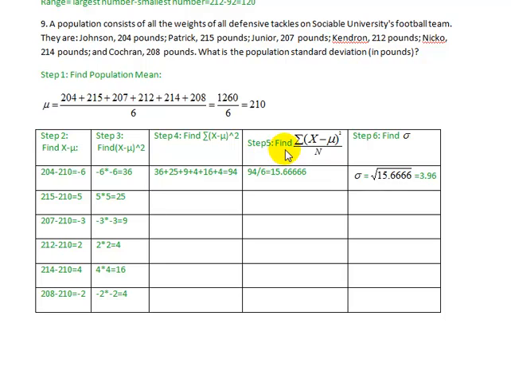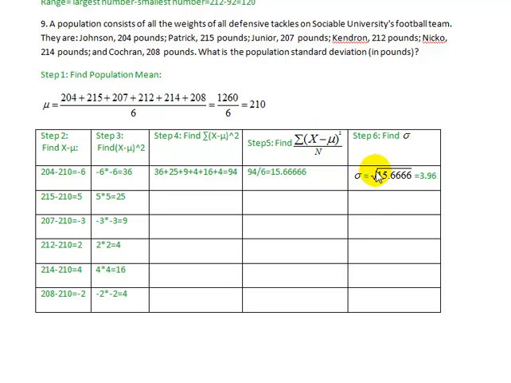Step 5, find sigma (x minus mu) squared over n. So there are 6 numbers here, so 94 divided by 6, we got 15.66. Step 6, find sigma. Sigma is the population standard deviation. So sigma actually is taking the square root of this step.